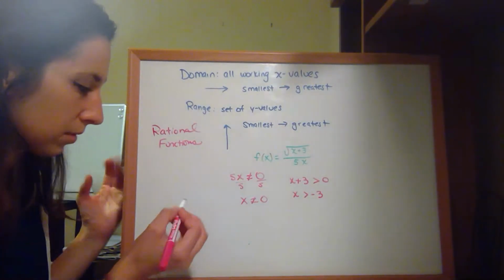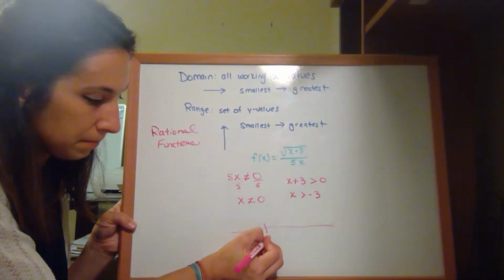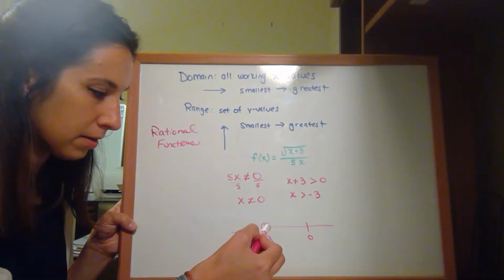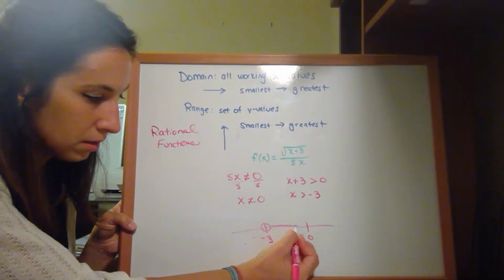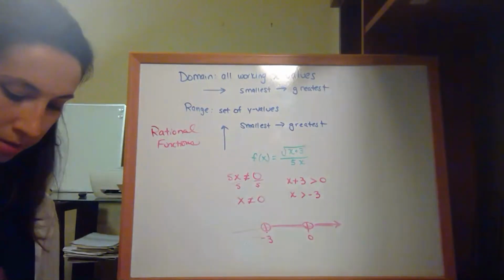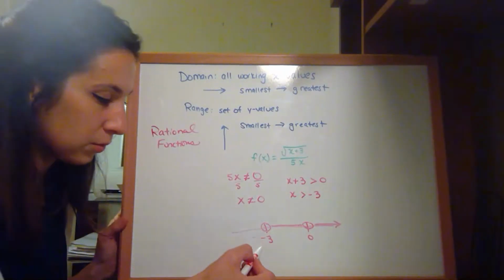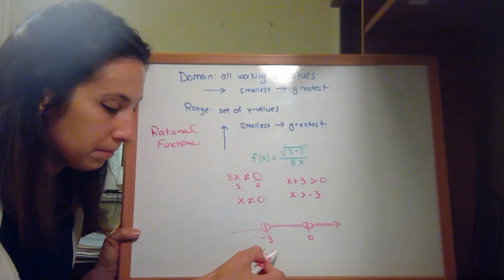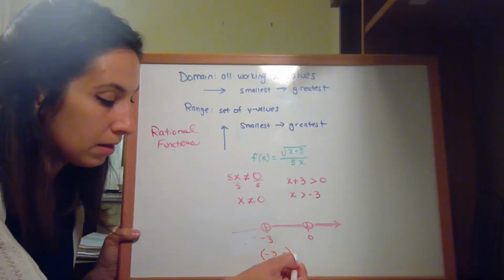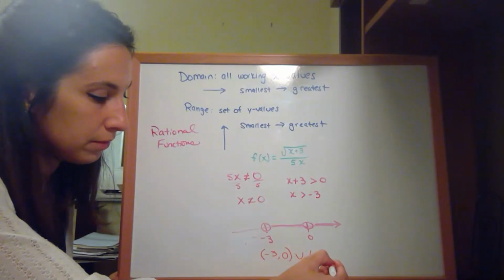Now, if we put these together on a number line, we have negative 3, then 0. It has to be greater than negative 3, so it's not including, open circle. It can't be 0, and then we continue. In interval notation, this would be open bracket, negative 3, all the way to 0, open bracket, then a union, stepping right over 0 and going to infinity.